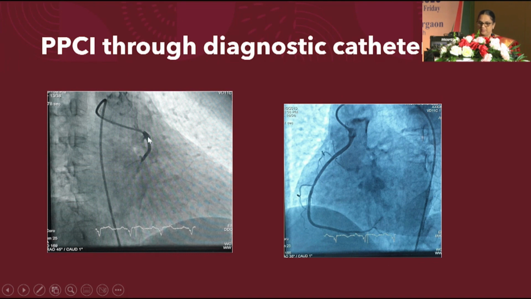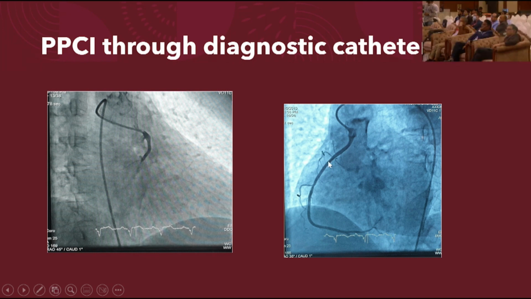This is not my case. This is a report from Srinagar in India. A primary PCI, when it was very difficult to cannulate, only with the diagnostic catheter, in this kind of a loop, it was cannulated. So they did not want to waste time when the patient was having ongoing chest pain, and completed the PTCA with the diagnostic catheter. And this is quite possible. If it is a very simple angioplasty, you can complete it even with a diagnostic catheter in dire situations.